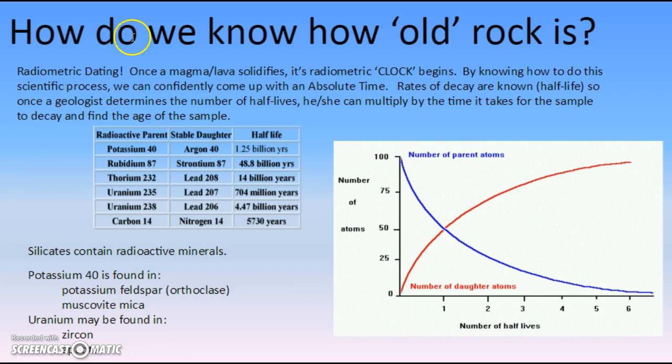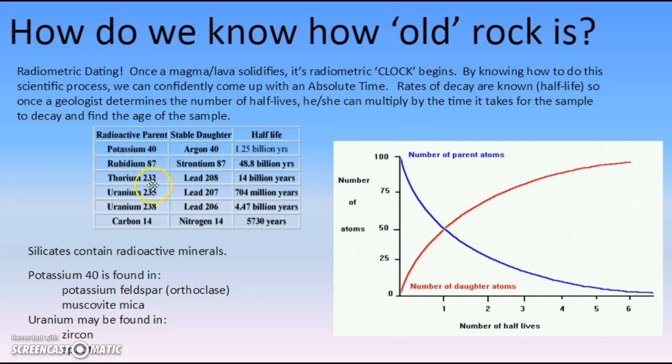Therefore, how do we know how old a rock is? Radiometric dating provides this. Once a magma or lava solidifies, the radiometric clock, the timeline, begins. By knowing how to do the scientific process, we can confidently come up with this absolute time. Rates of decay are known as the half-life. So once a geologist determines the number of half-lives, he or she can multiply by the time it takes for the sample to decay and find the actual age of the sample.